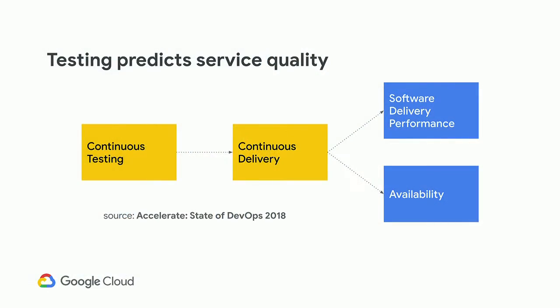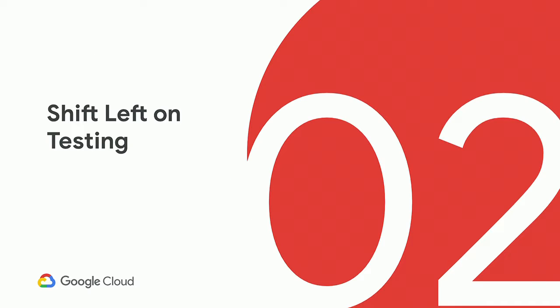Now, one quick bit of science here. From the State of DevOps report, and I believe there's a card on every one of your seats encouraging you to participate. The State of DevOps report does analysis finding out what practices are done by teams that have the most software quality. And they find that continuous testing predicts continuous delivery, which predicts delivery performance, how often we ship and how fast we get from code to live, and availability, how much of the time our services are available. All right, so let's look at testing and how we can shift left on it. First of all, some definitions.